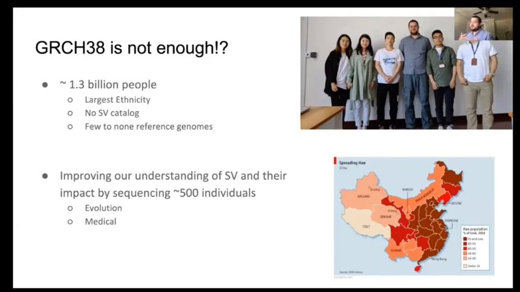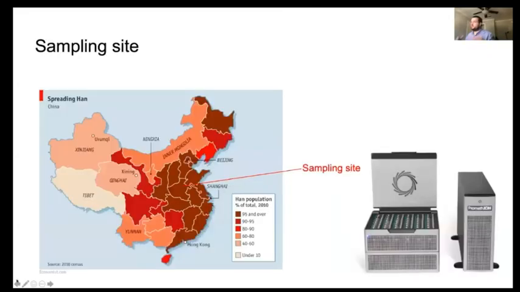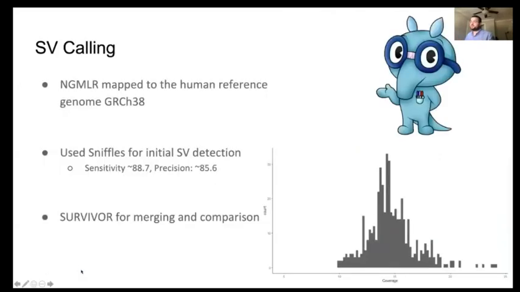So one of our main goals in the study was to improve the understanding of structural variants and their impact by sequencing 500 individuals initially, and then we extended it to almost 1,000 to study evolution, but also study the impact of structural variants on the medical field and give a structural variant catalog. We achieved this by leveraging the Oxford Nanopore PromethION, and all the samples came from this one district to keep them comparable to each other.